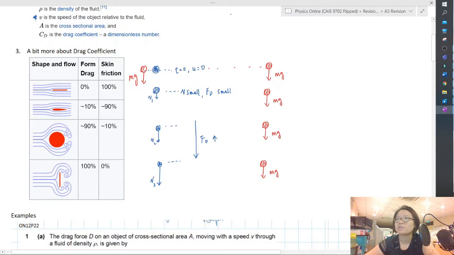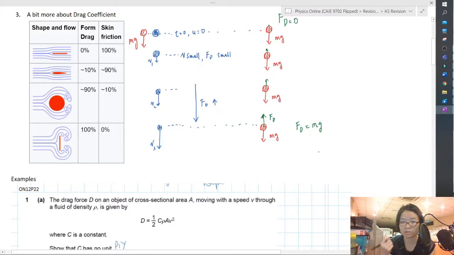So I'm going to represent the drag force. At this point here, your drag is 0, so there's no vector for drag. Fd is 0. Then here your Fd is really small because the velocity is small, and gradually your Fd becomes bigger and bigger until this point, let's say at this particular height, V3, your Fd and mg are equal. So this is what you know as balanced forces, or resultant force is 0.